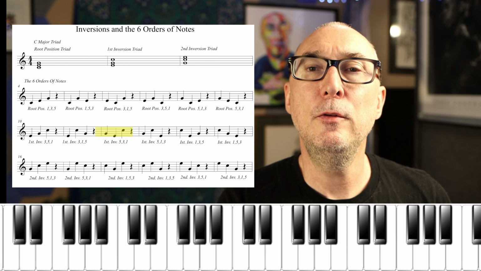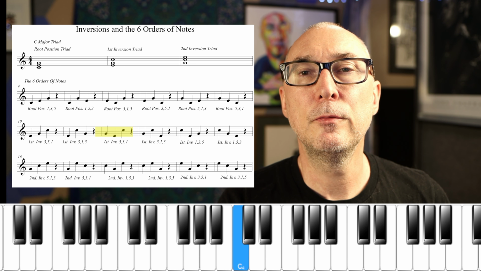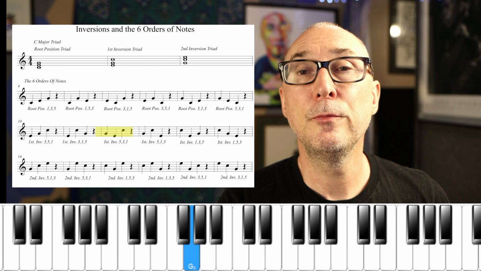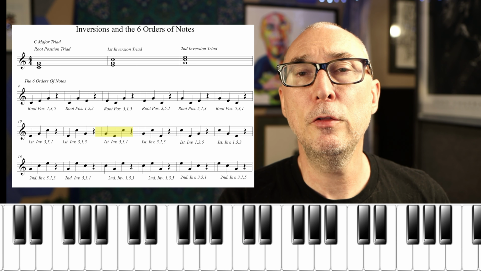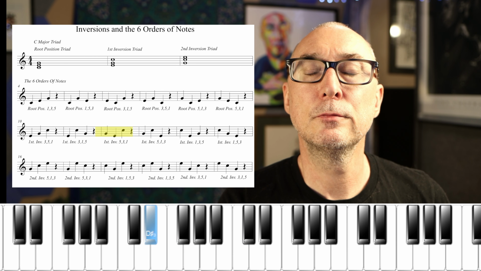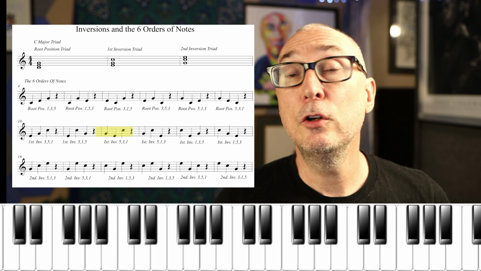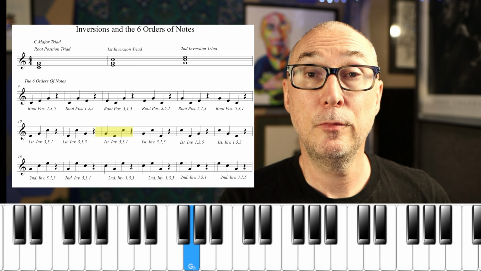So if we put that note first, the melody would be. If we put it second, if we put it third, if we put it fourth, we could also change that to the sharp 11 and get 4 more interesting melodies.